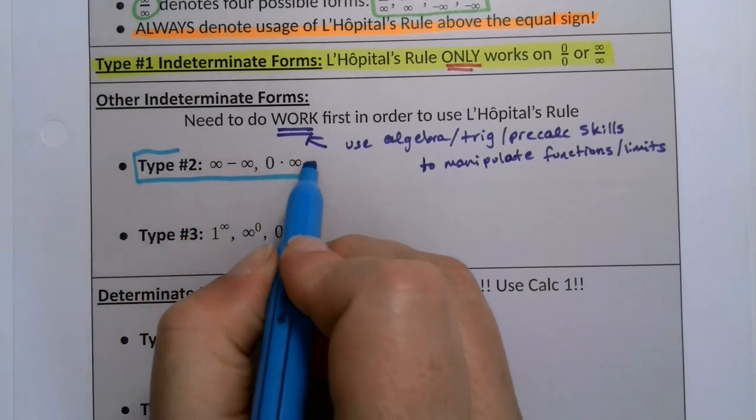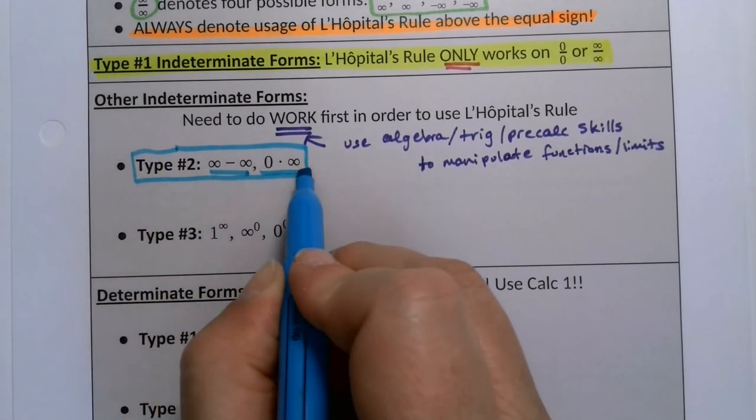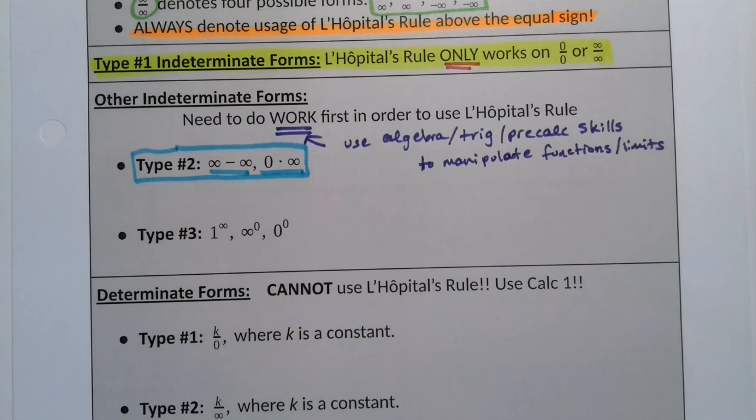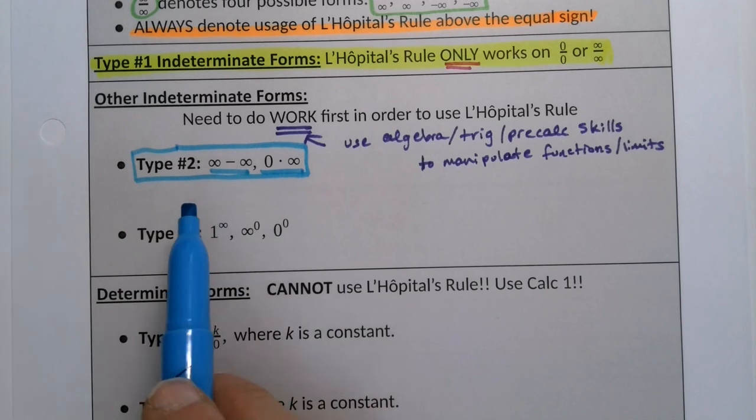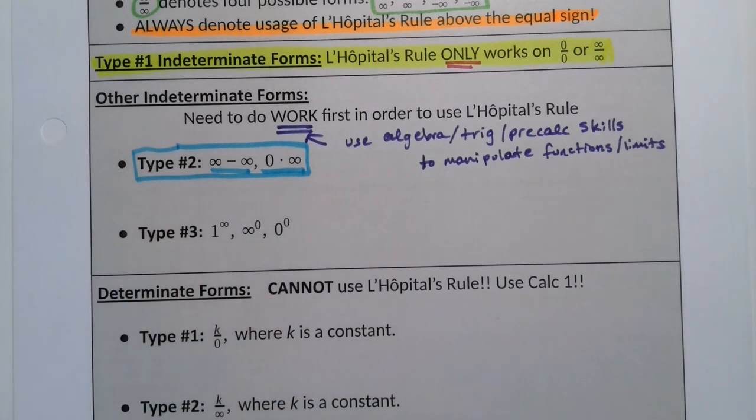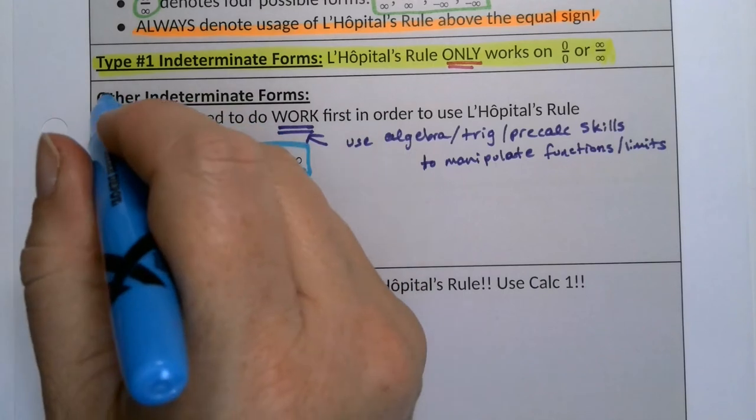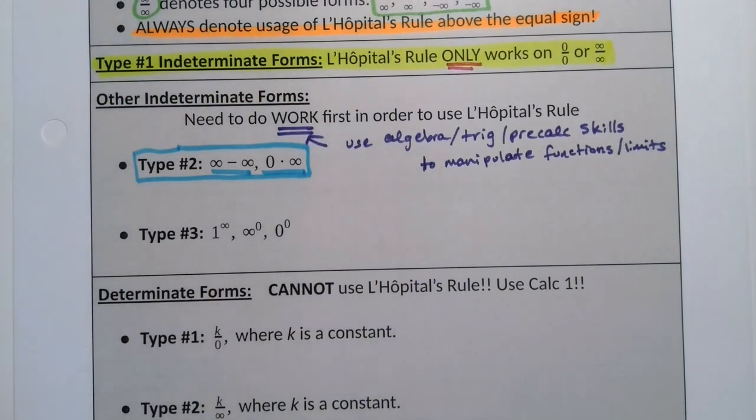There they are. Infinity minus infinity and 0 times infinity. You don't know how much this is. Infinity minus infinity could be 0, could be infinity, could be 7. You have no idea. Right? They're just completely indeterminate. That's what I mean when I say indeterminate. Indeterminate means we do not know what they are. They could be anything.